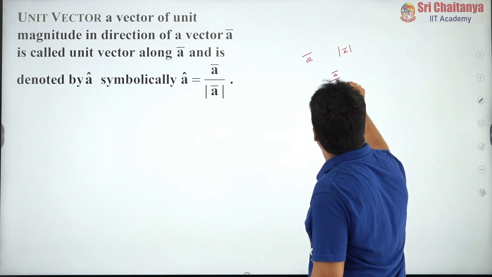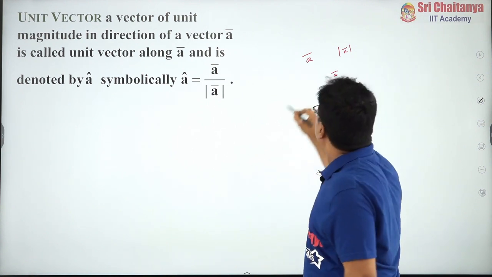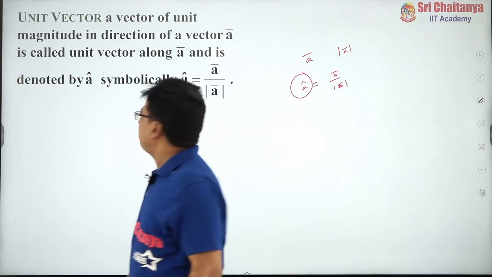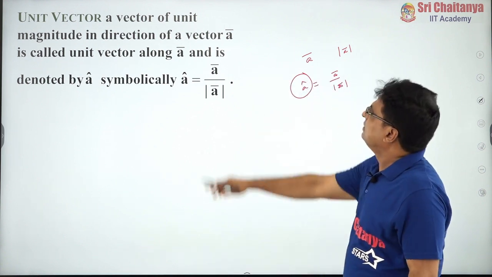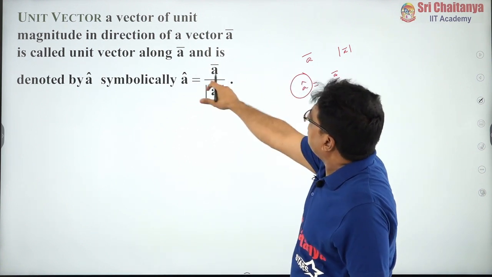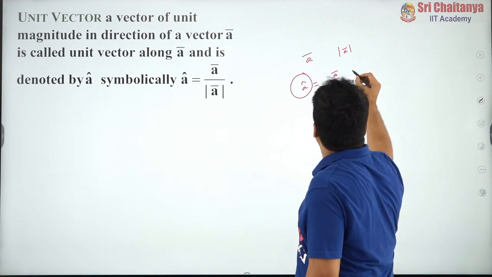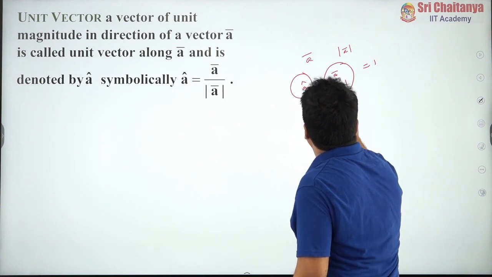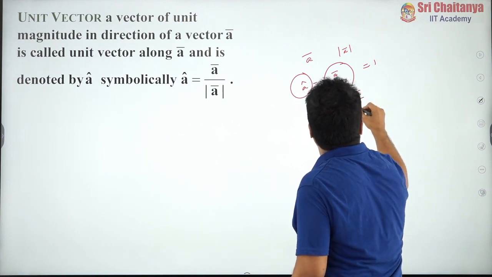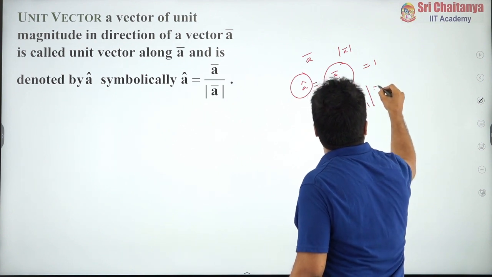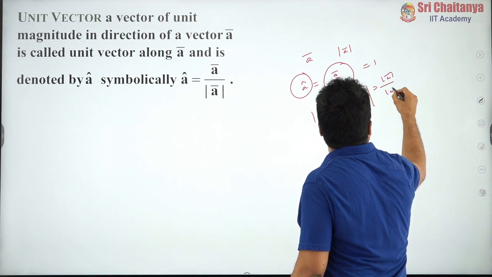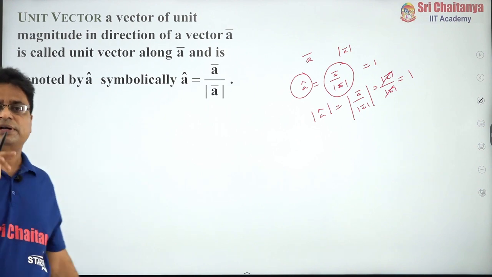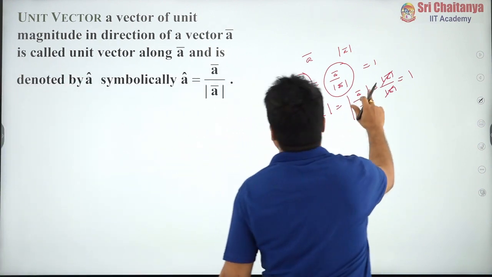Then A bar by mod A bar is called the unit vector of A bar along the direction of A bar, and in general it is denoted by A cap. This is the symbol that I have given here. A unit vector is a vector of unit magnitude. The magnitude of this vector is nothing but 1, because if I take mod A cap, that is modulus of A bar by mod A bar, this is nothing but mod A bar by mod A bar. After cancellation you will get 1. That is why the modulus of the unit vector is always equal to 1. This is a very, very important point.